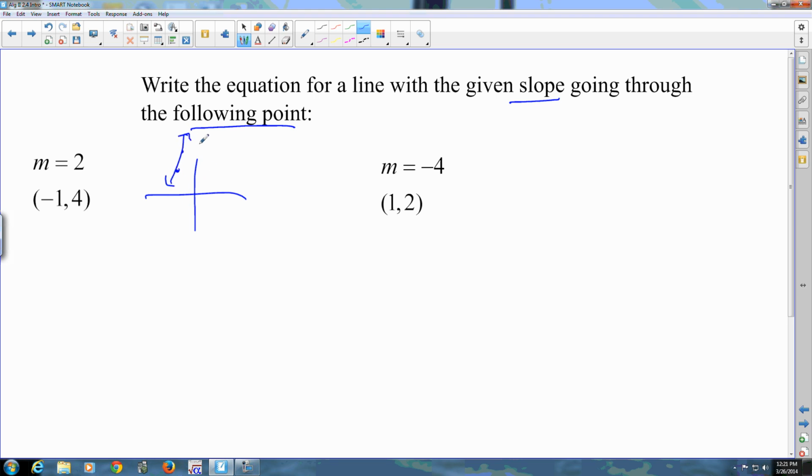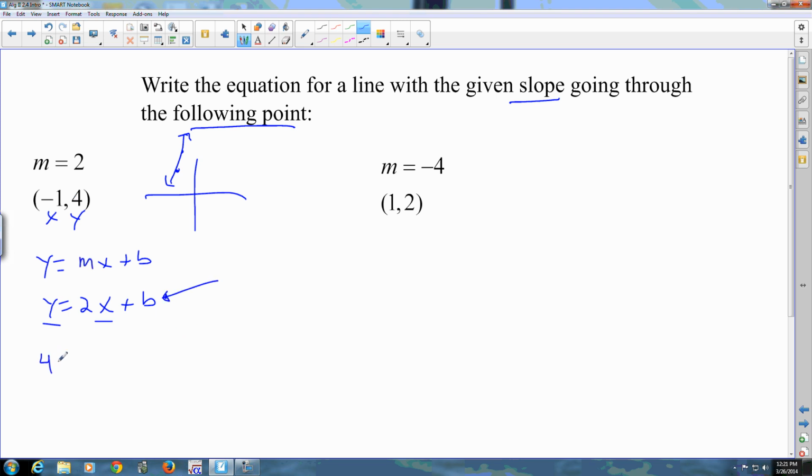I need the y-intercept in order to graph it, or to write the equation. So you know this much information. In y equals mx plus b, you know the slope is 2, so you know this much. This is an x, that's a y. Here's a y, here's an x. Fill those numbers in so you can find your y-intercept.